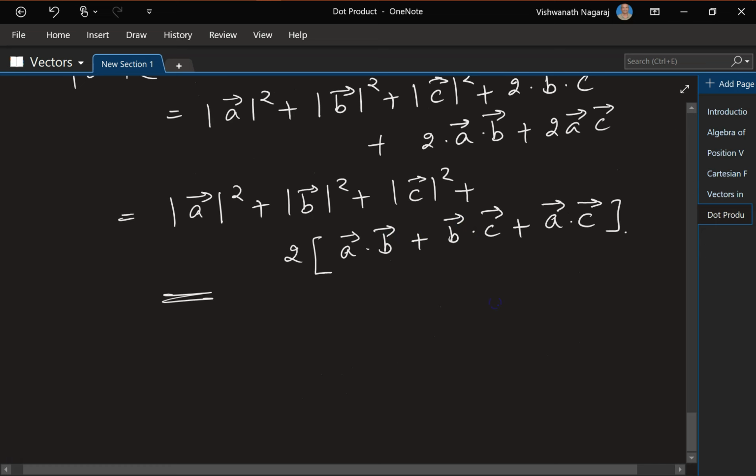So that is dot product. This is going to be very helpful to you later. Makes a lot of things very easy.